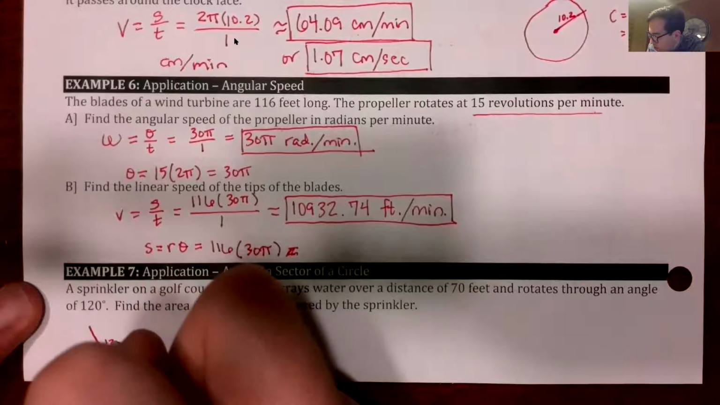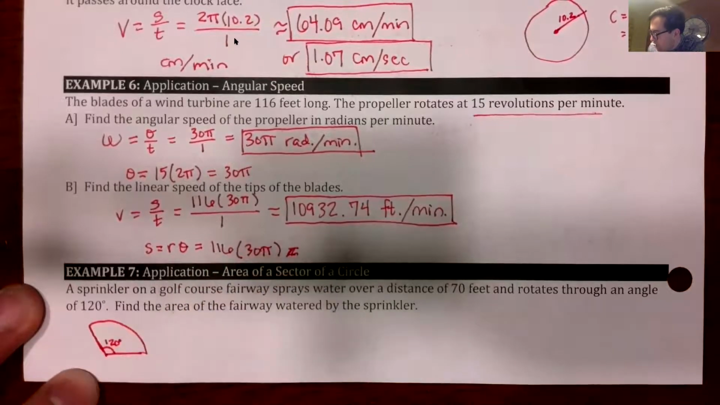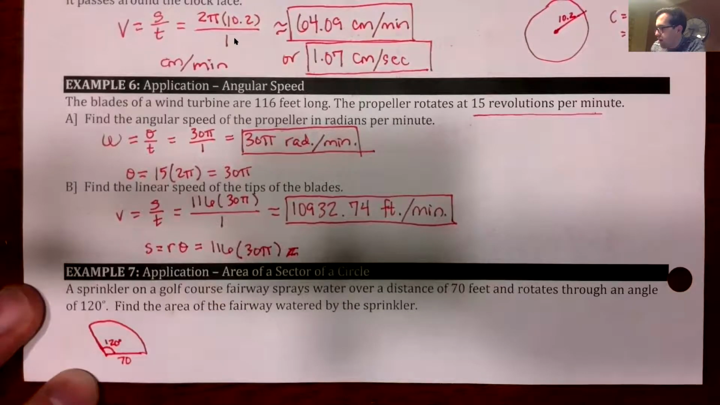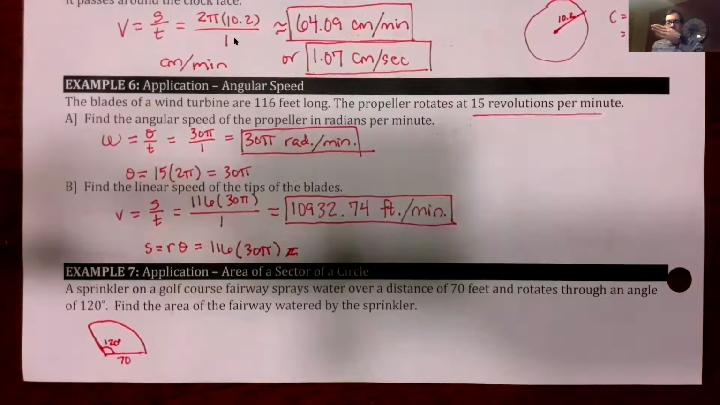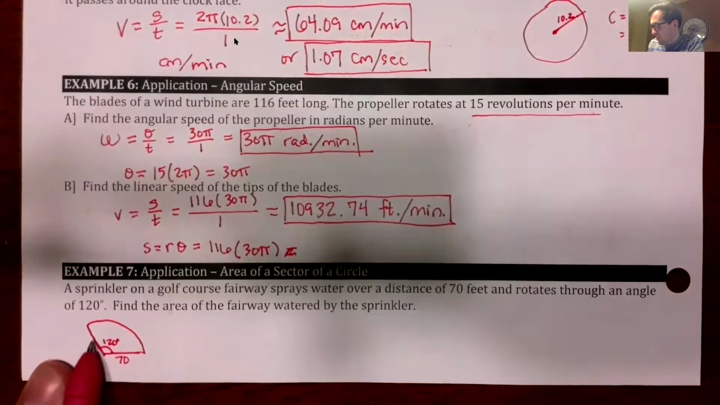There's our 120 degrees. And we had a radius of 70 feet because that's how far the sprinkler will spray water. So picture this is one of those sprinklers that turns as it's spraying water. You've seen sprinklers like that. And so the sprinkler rotates 120 degrees and then rotates back.